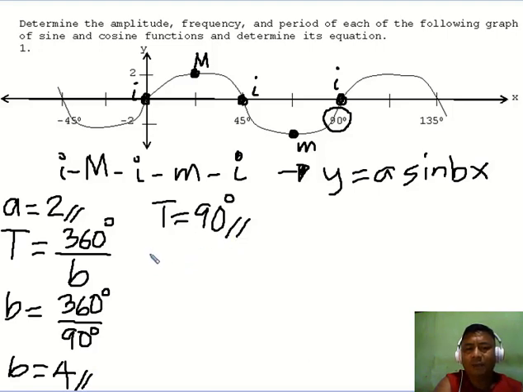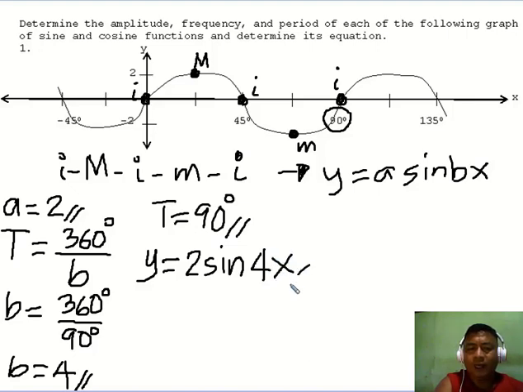So from here, we can write the equation. Y is equal to a sine bx. So let's substitute the value of a, which is 2, and we have sine bx. The value of b is 4. So that's it. We have the equation y is equal to 2 sine 4x. So take note of that.